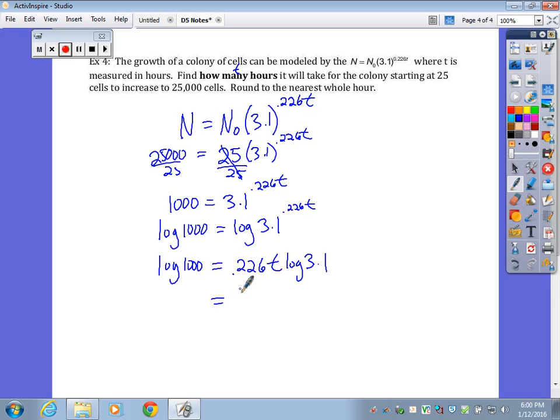And then I'm trying to get t by itself. It's being multiplied by 0.226, so I divide both sides by that. It's being multiplied by log 3.1, so I divide both sides by that. So I have the log of 1,000 divided by 0.226 log of 3.1. Make sure when you type it into the calculator, all this is in the numerator, all this is in the denominator. You have it typed in right. It says round to the nearest whole hour. So if I round that, I'm going to get 27 hours.